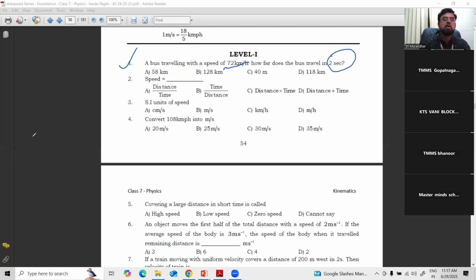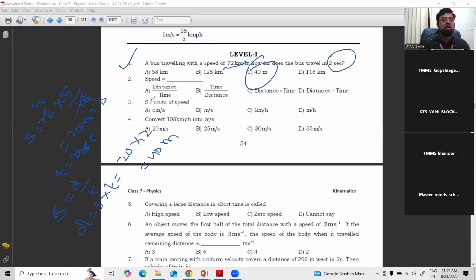So speed is equal to 72 into 5 by 18. 18 fours are 72, 4 fives are 20 meter per second is the speed. And time is 2 seconds. So for the bus, the speed is given and you have to calculate how far it goes. Speed is equal to distance by time, so distance is equal to speed into time. Speed is 20, time is 2 seconds, that is 40 meters. Answer is C.